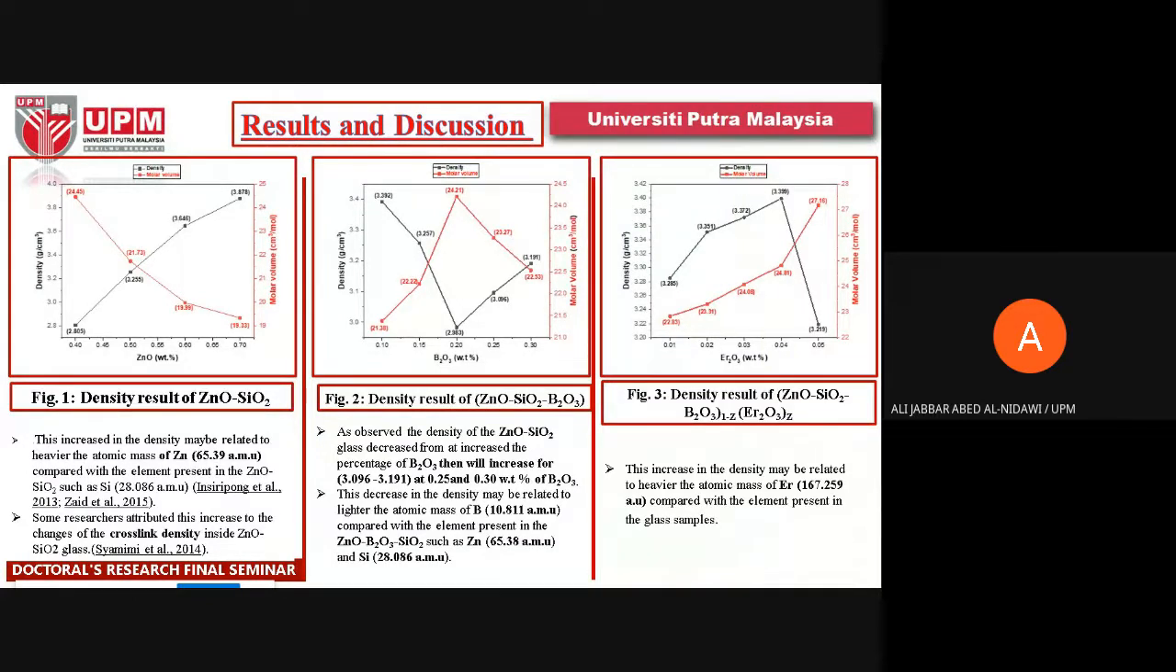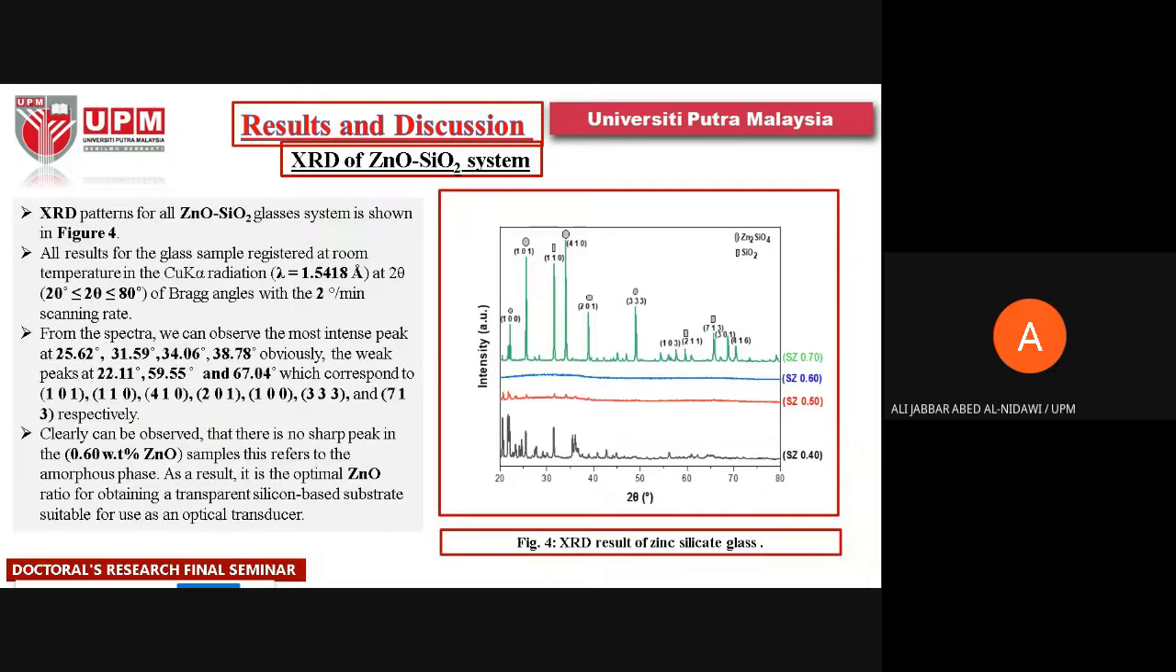For the density result of the erbium-doped zinc borosilicate glasses, we can see the density increases first until 0.4, then decreases at 0.5. And the molar volume increases from 22 until 27 with increasing concentration of erbium from 0.01 until 0.05.